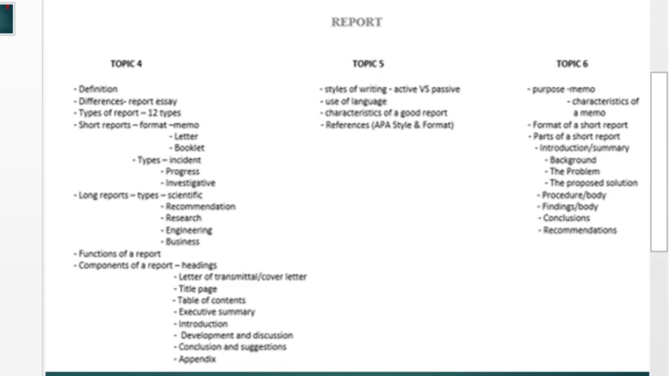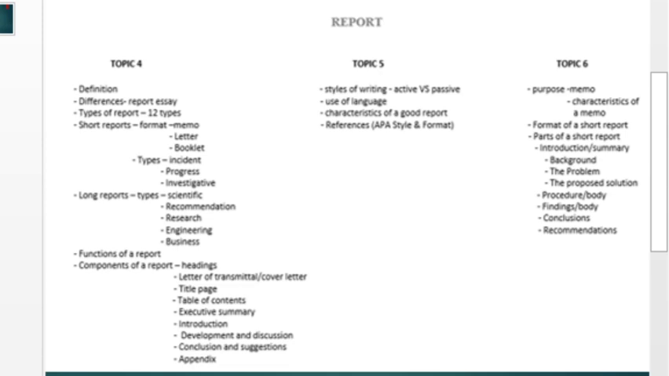So short reports can be an incident report. Let's say something happens in your firm, an accident. So a person in charge has to write a report to the management or to the authority body, which is in charge of handling the crisis or the incident in the workplace.